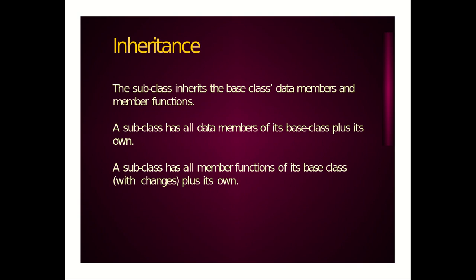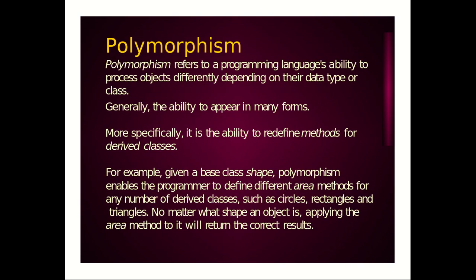And the third important feature is polymorphism. Polymorphism refers to a programming language's ability to process objects differently depending on their data types and class. It is the ability to appear in many forms. More specifically, it is the ability to redefine methods for derived classes. There are two types of polymorphism used in programming languages. The first one is compile time polymorphism and the other one is runtime polymorphism.